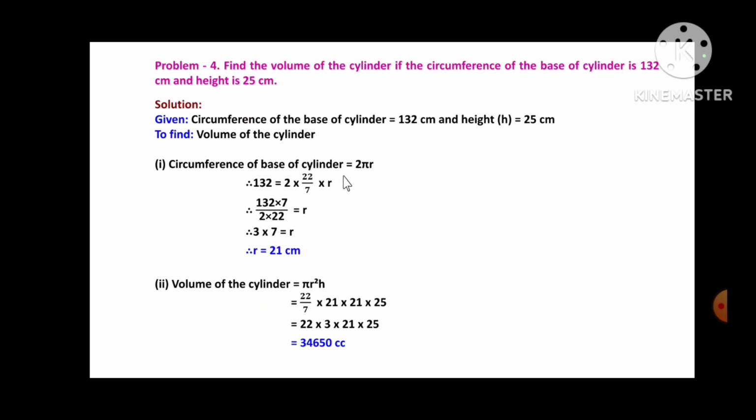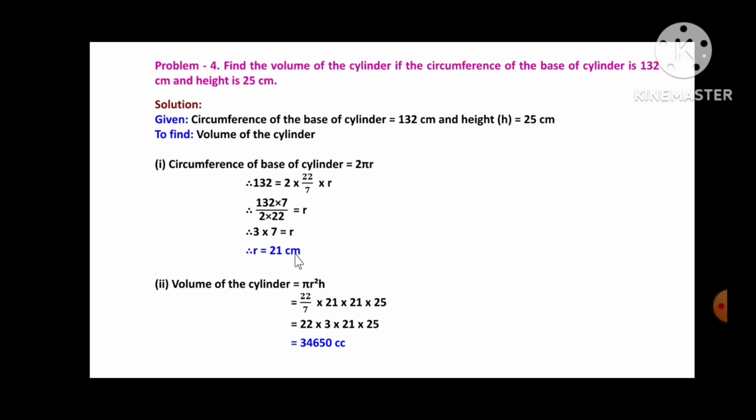Circumference of the base of the cylinder has the formula 2 pi r. So we'll put the values, therefore 132, which is the circumference, is equal to 2 into 22 upon 7 into r. So 2 into 22 upon 7 is brought to the left hand side. So the next step will become 132 into 7 divided by 2 into 22 is equal to r. Therefore 3 into 7 is equal to r. You will get r as 21 centimeter.